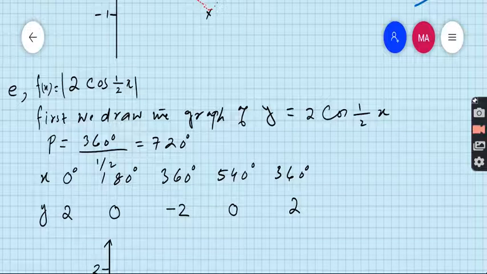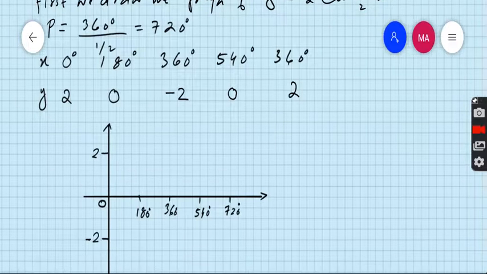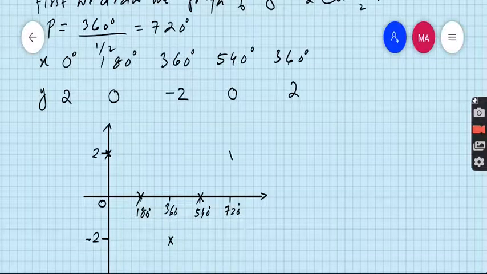For 180 degrees you will get 0. For 360 degrees you will get minus 2. For 540 degrees you will get 0. And for 720 degrees you will get 2. Plot the points. For 0 the value is 2. For 180 the value is 0. For 360 the value is minus 2. For 540 the value is 0. For 720 the value is 2. Join these points.